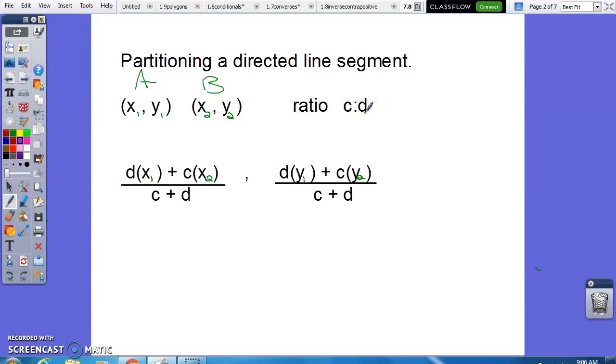So what we're going to do, and you're going to want to write this down, you're going to take the second number in the ratio, the D, multiplied times the first x. So it's a crisscross. Plus C, the first number in the ratio, times the second x. And then you're going to divide that by the total, C plus D, the total number of parts. And then you do the same thing for the y. Calculate that out, and that will give you your point on the segment that would break it into that ratio.